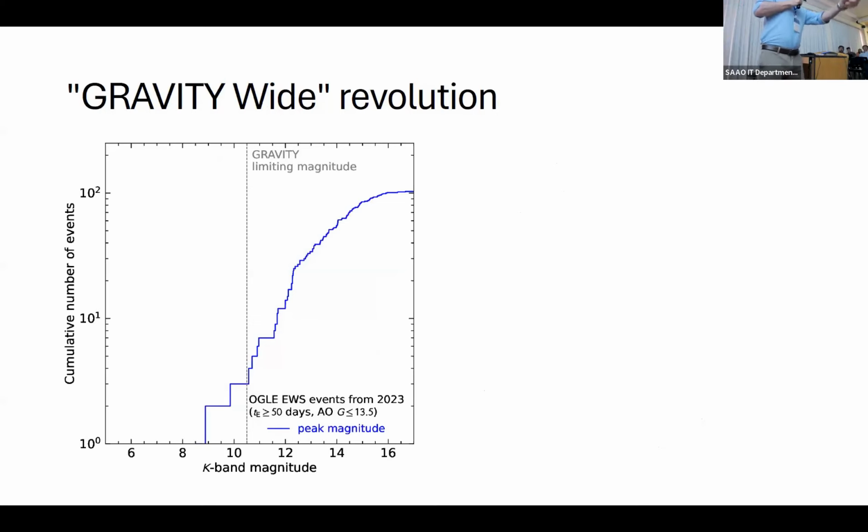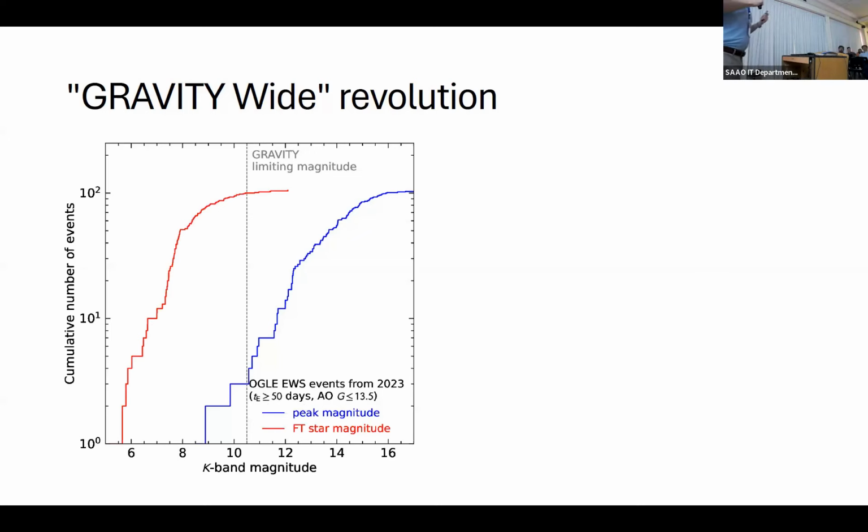So this plot shows the cumulative number of microlensing events with timescales longer than 50 days as a function of the peak K-band magnitude. These are events from 2023. So as you can see, underwhelmingly, we have maybe one or two sufficiently bright events that we can study with the normal GRAVITY on-axis mode.